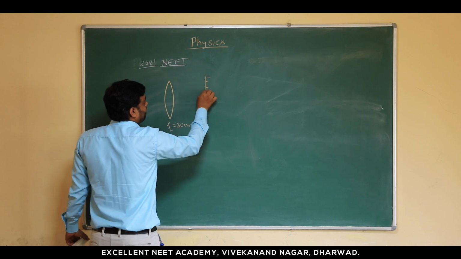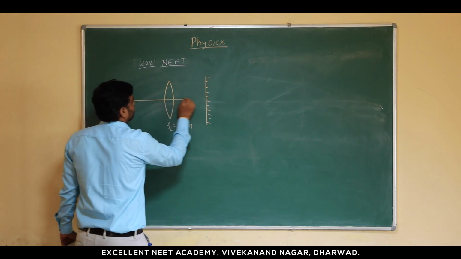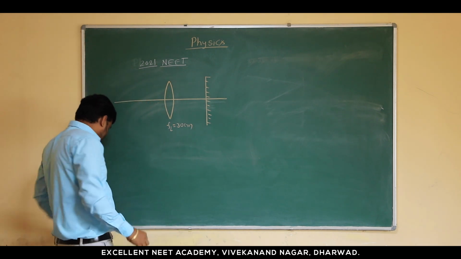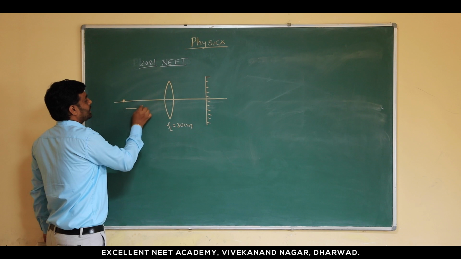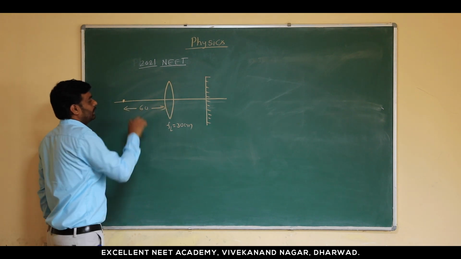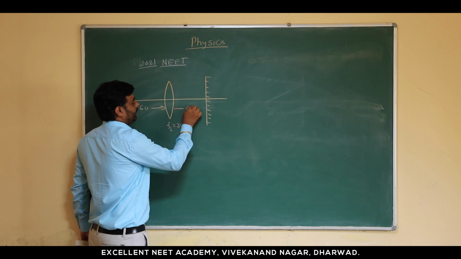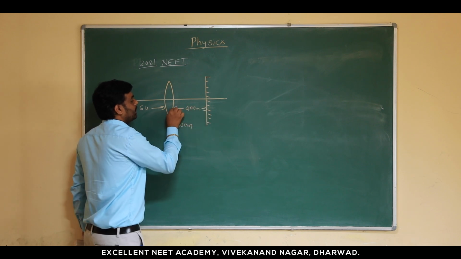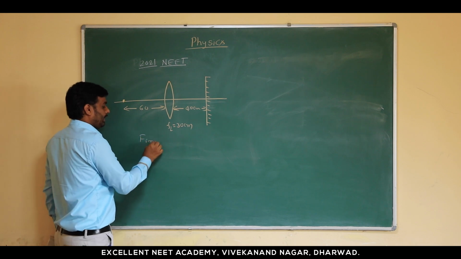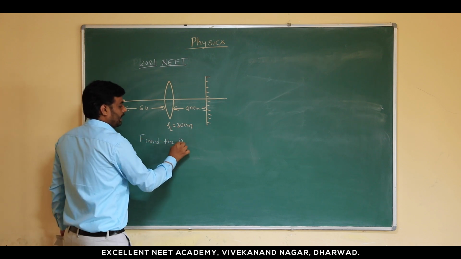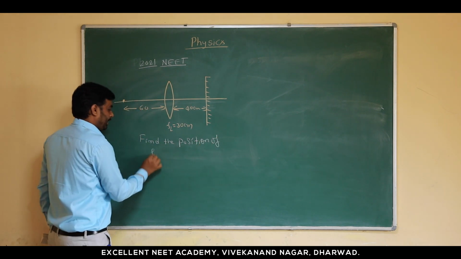After that, they kept a mirror. This is the principal axis. An object is placed here. Object distance is 60 centimeter, and the distance between lens and mirror is 40 centimeter. Find the position of the final image.